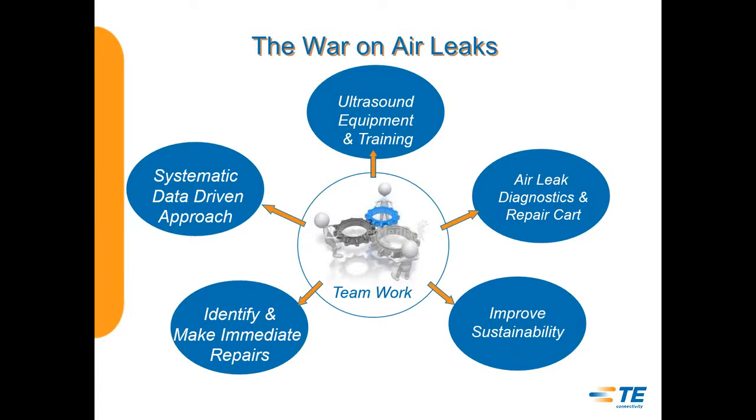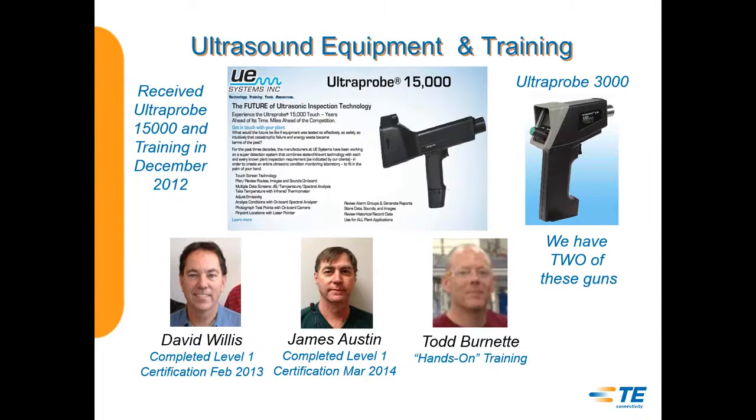So anytime we found an air leak, if at all possible, we try to lock everything out, fix it, and get everything back up and running within just a short period of time. And we tried to be as systematic and data-driven as possible with the amount of information that we did have. So that was kind of our 5-pronged approach that came about several months after we got into it.